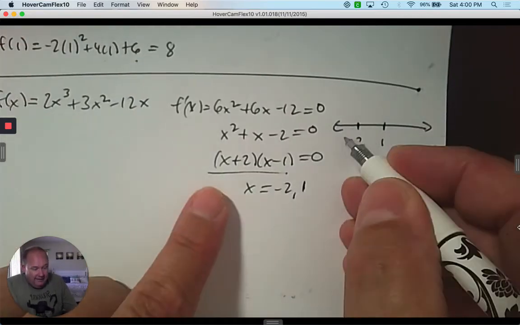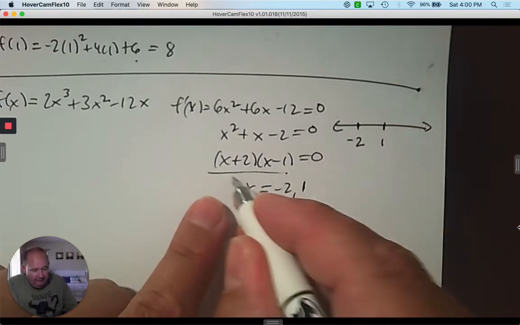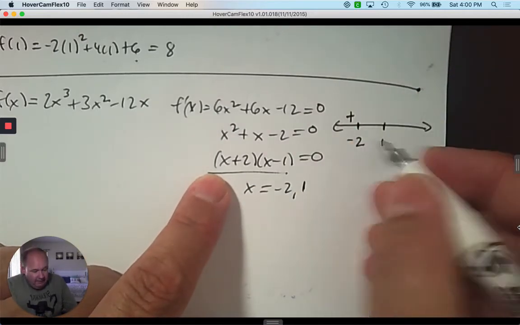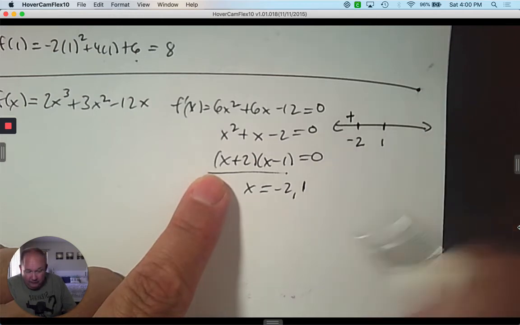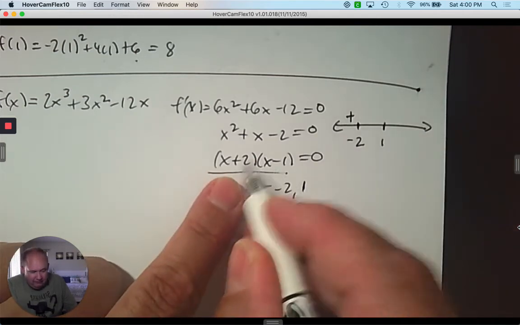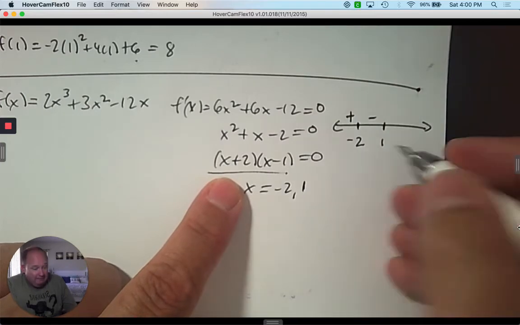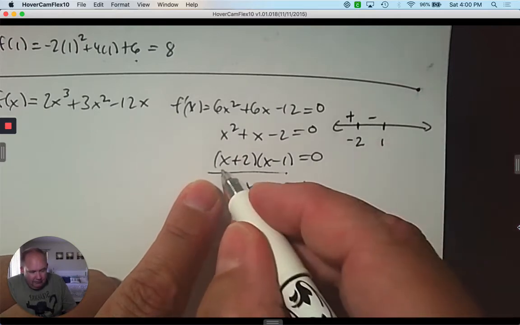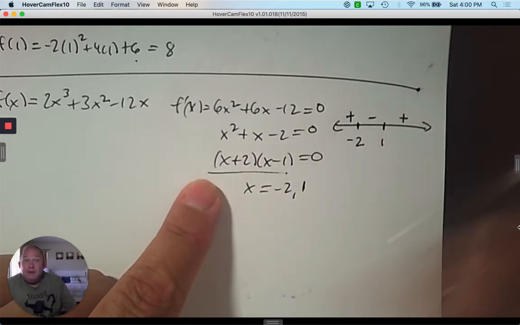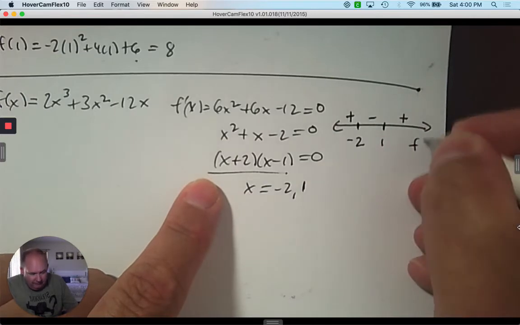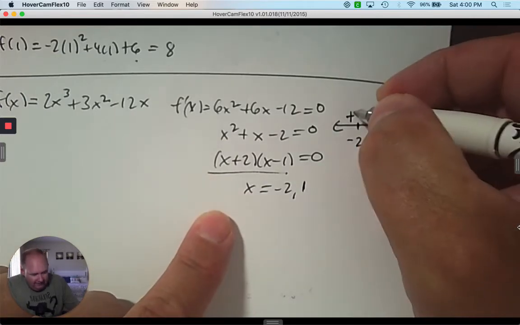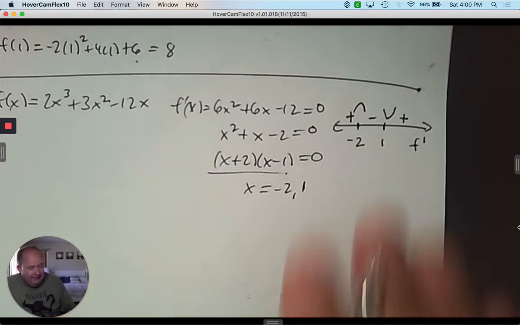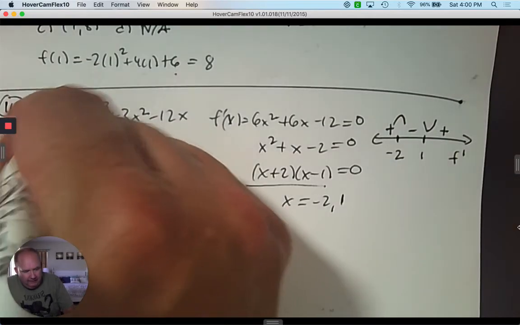So I'm going to plug in a negative number. So if I plug in negative 3, you have a negative times a negative. That answer is positive. If I plug in a number between negative 2 and 1, like 0, I get positive times a negative, which is negative. Then plug in a number bigger than 1, like 3 or 2: a positive times a positive, which is positive. On here, I'm going to label it. So that's my first derivative. If I go increasing and then decreasing, or decreasing and then increasing, I can tell what I found from my number line.